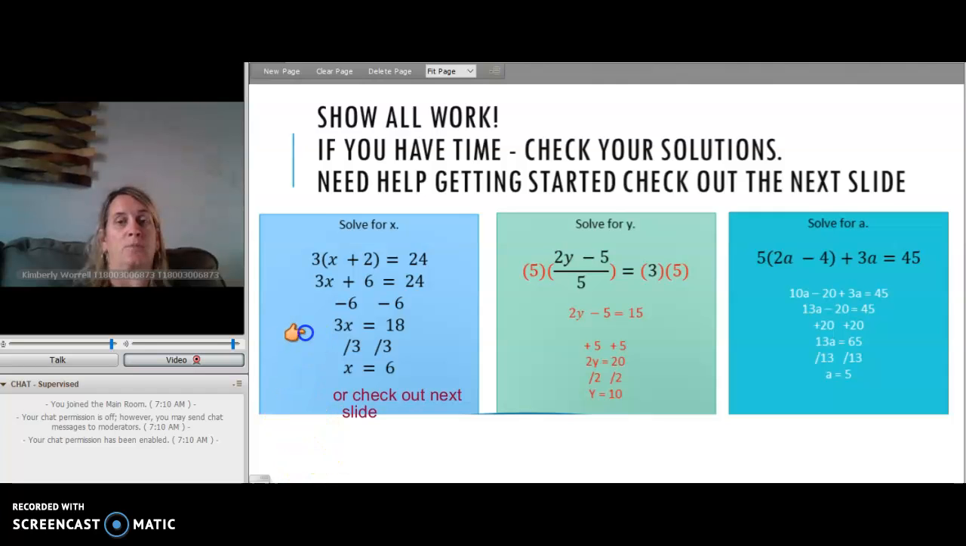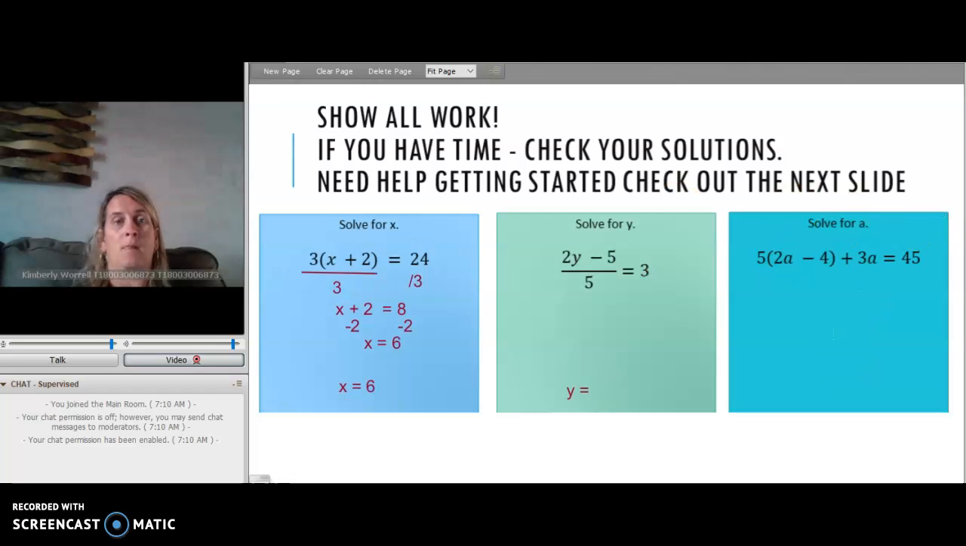Now, for the first one, there were 2 ways to solve it. This was one way using the distributive property, or you could have divided both sides by 3 here. Because 24 is divisible by 3, you get a whole number, 8. So in this case, you could have used that method that we saw in our warm-up today.